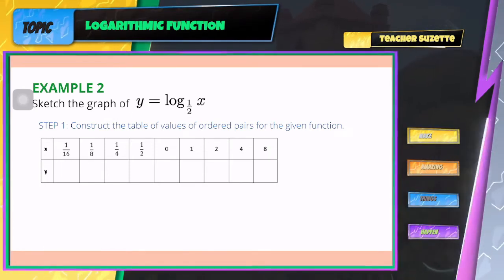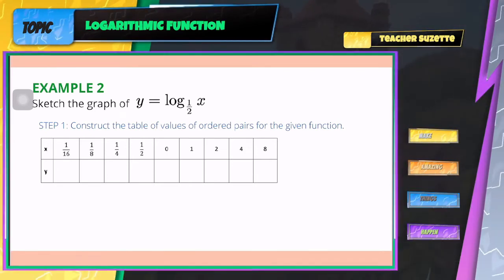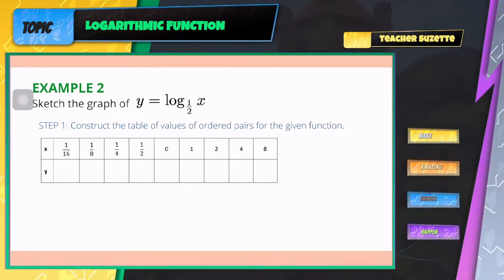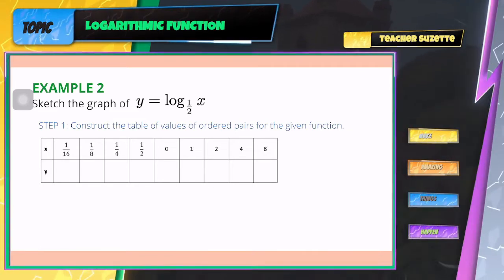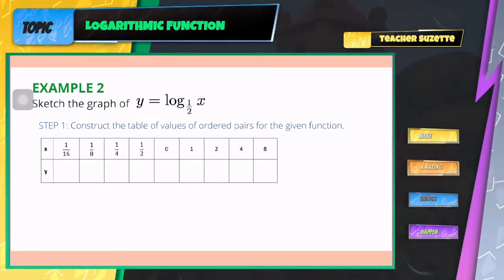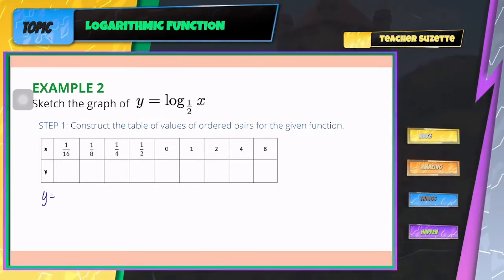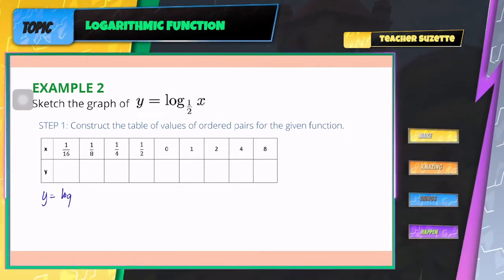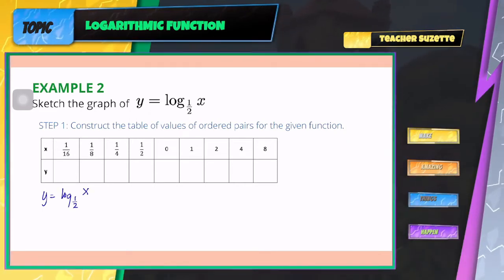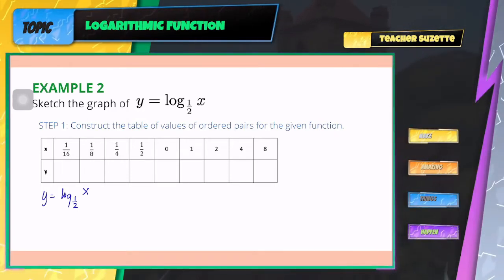Next, let's have our example number 2. Sketch the graph of y equals logarithm of x base 1/2. This is a logarithmic function with base between 0 and 1. So first, let's construct the table of values of the ordered pairs for the given function. Same process lang po ang gagawin natin to evaluate our function. We will just substitute the values of our x in our function.